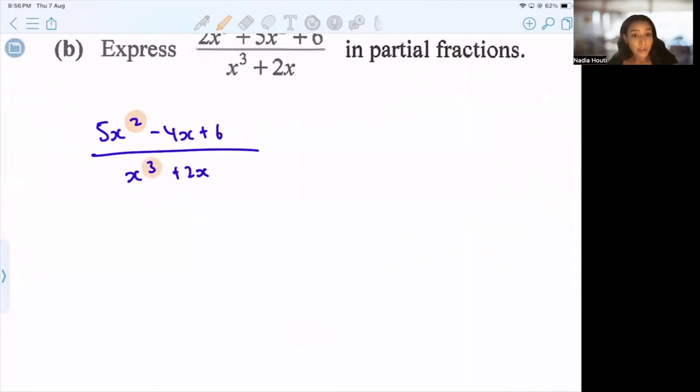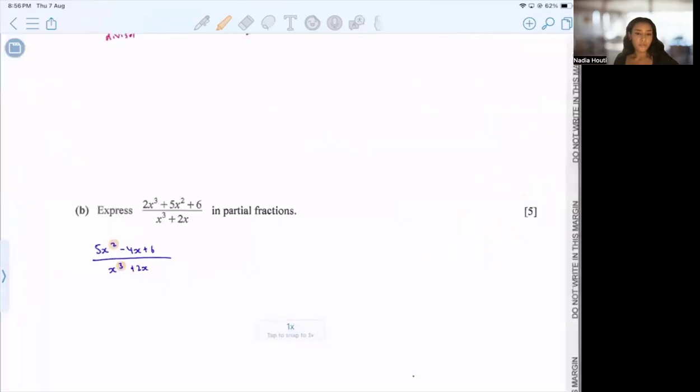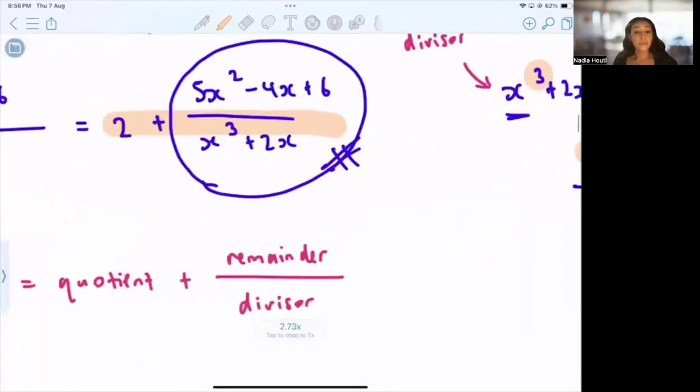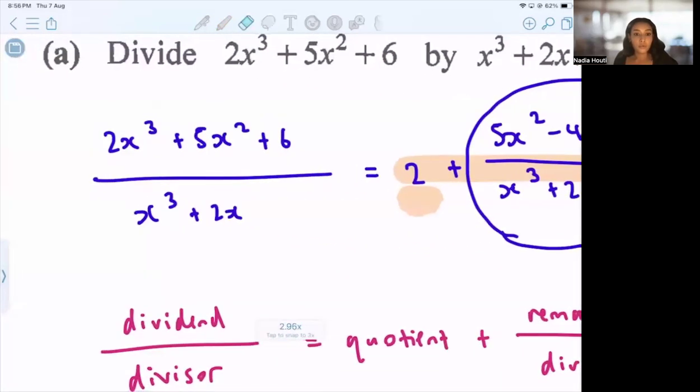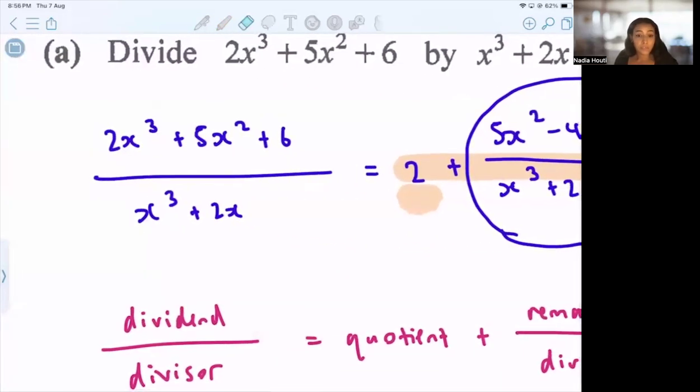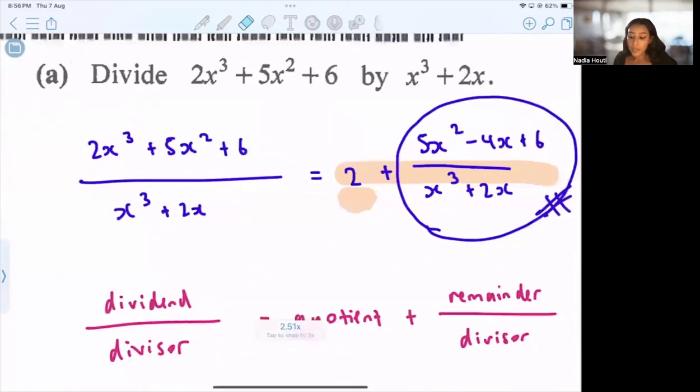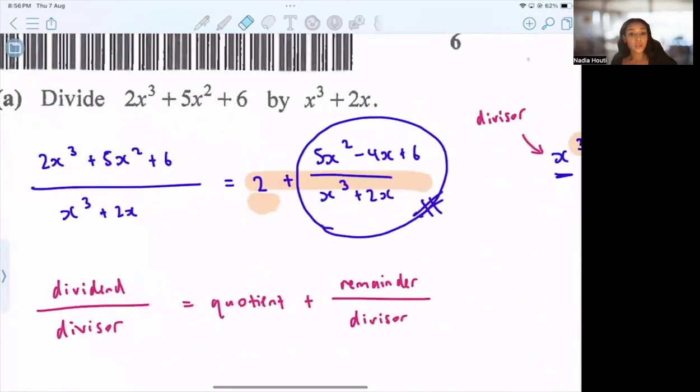If it's the same power, let's say both of them are cubed, that is still an improper fraction, which means we still need to take some whole number out, like this 2. But in this case, we already took out this 2 from the original fraction. That's why initially they were both the same highest power of 3 in the numerator and denominator. But after taking out the 2, it became a proper fraction. Before it, it was an improper fraction.